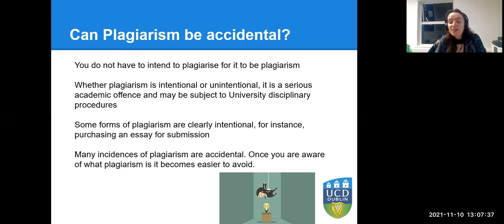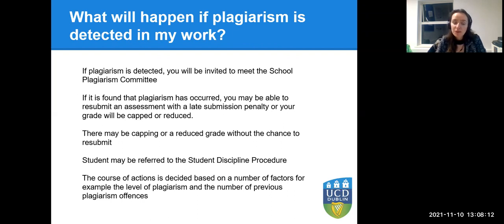Some forms of plagiarism are clearly intentional, like purchasing an essay for submission, and some can be really accidental, things like copying and pasting information into your essay with the intention of cutting it out later, but never really fully paraphrasing it. Or self-plagiarism can be seen as something quite innocent, not an intent to actively plagiarize. But really, once you know all the different types of plagiarism, it's much easier to avoid this.